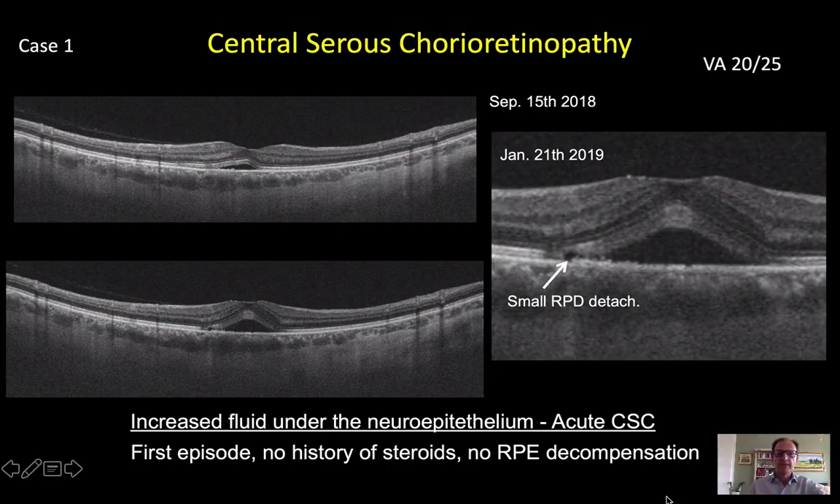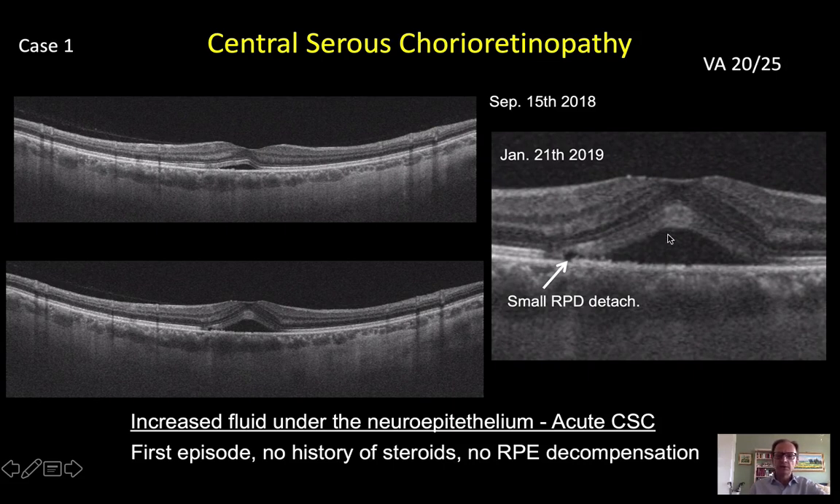The first case is a male patient who was referred to our center because he had a decrease in visual acuity, which was 20/25, and as a matter of fact, OCT showed some fluid under the neuroepithelium. If you pay attention to the magnification of the OCT, you can see also a very small RPE detachment underneath the fluid, the detachment of the neuroepithelium.